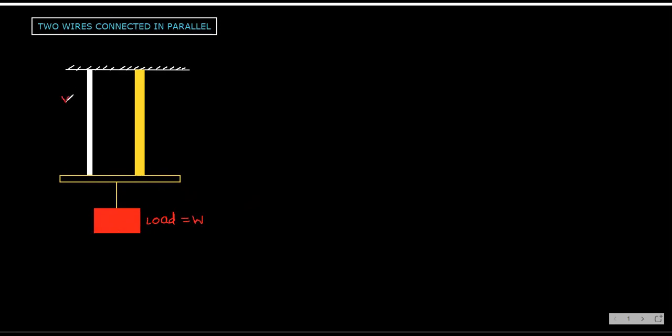Let us suppose Young's modulus of this first wire is Y1, and Young's modulus of this second wire is Y2. Let us suppose the area of cross section of this first wire is A1 and of this wire is A2, and two wires are of same length. Okay, both are having same length, of course, otherwise load will not get distributed, right? So both wires have same length.